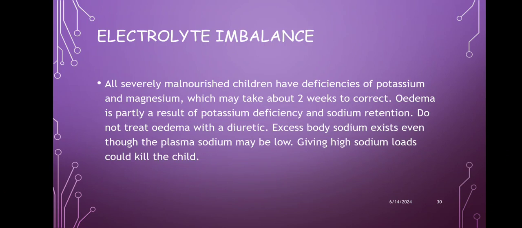Electrolyte imbalance. All severely malnourished children have deficiencies of potassium and magnesium, which may take about 2 weeks to correct. Edema is partly a result of potassium deficiency and sodium retention. Do not treat edema with a diuretic. Excess body sodium exists even though the plasma sodium may be low, so giving high sodium loads could kill the child.